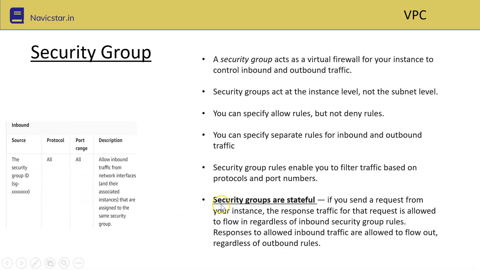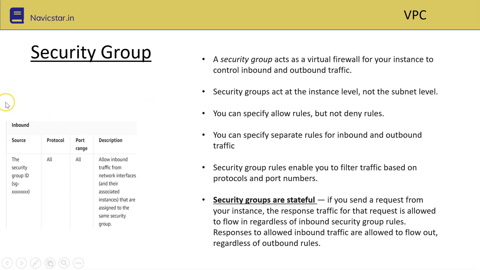One very important thing that we need to keep in mind: security groups are stateful. This is a very particular question. If you're going for exams, it is asked all the time. If you send a request from your instance, the response traffic for the request is allowed to flow in regardless of inbound security group rules. Suppose you have made outbound rules and allowed some access. For example, inbound you are trying to access SSH, so you enable port 22 in the inbound so someone from outside can access SSH, but you have not specified the outbound response rule for SSH.